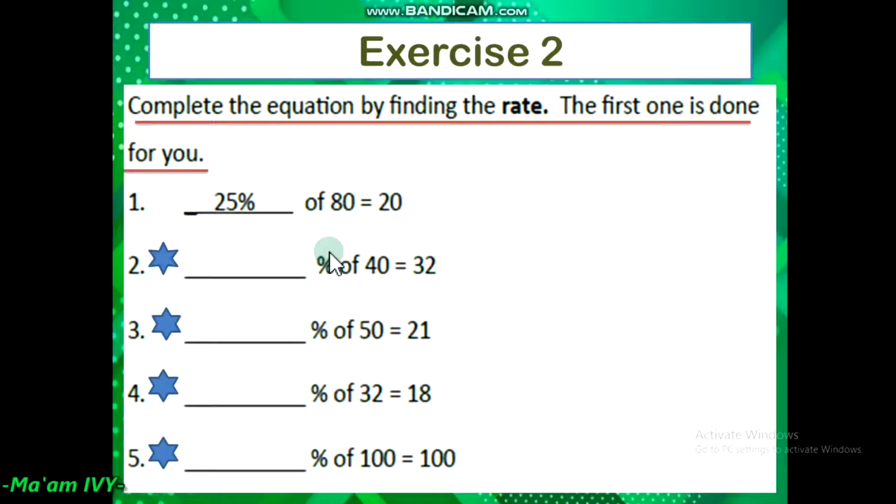For number 2, you're going to find blank percent of 40 is 32. Number 3, blank percent of 50 is 21. Number 4, blank percent of 32 is 18. And for number 5, blank percent of 100 is 100. Solve on your scratch paper and then write your answer on your answer sheet.